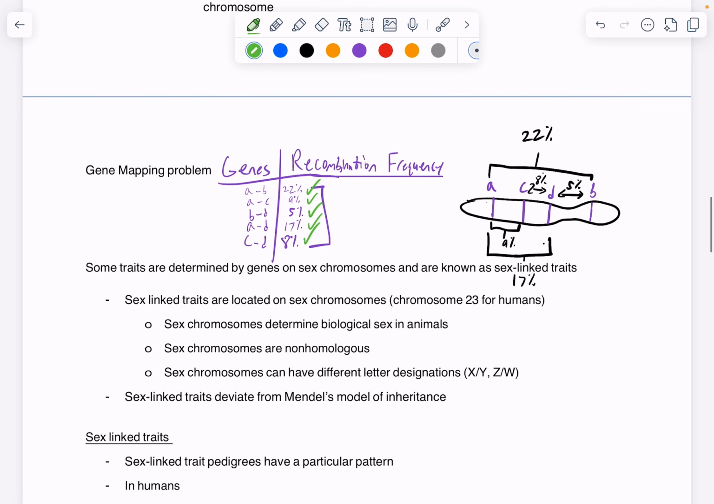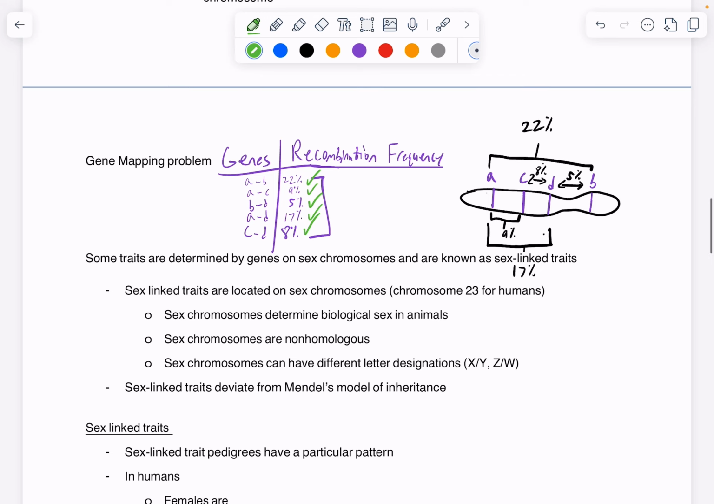Okay. And so let's go back to sex-linked traits, or traits found on the sex chromosomes. And so sex-linked traits are located on these sex chromosomes, again, chromosome 23 for humans. They determine biological sex in animals. Sex chromosomes are non-homologous. Okay, so every other chromosome in our body, 1 through 22, are homologous pairs.